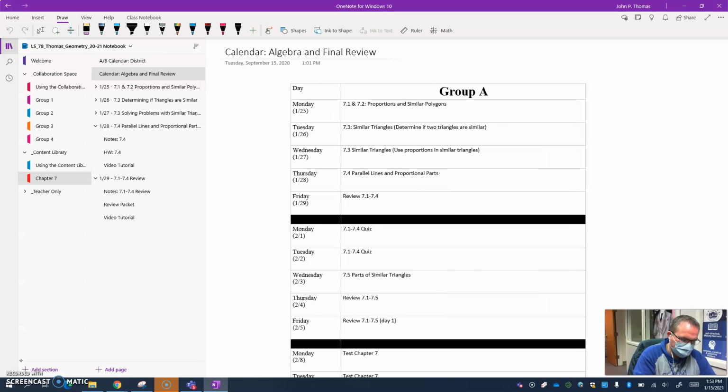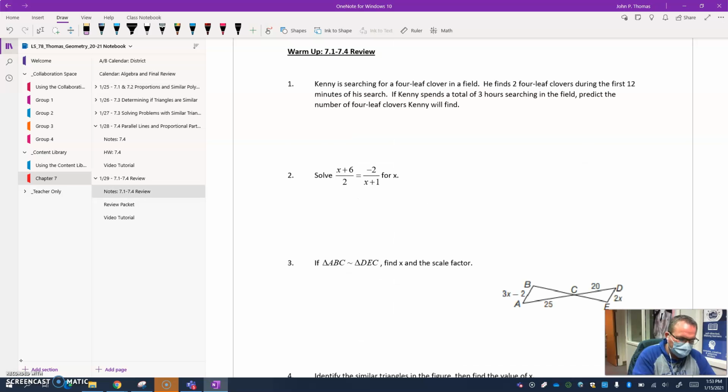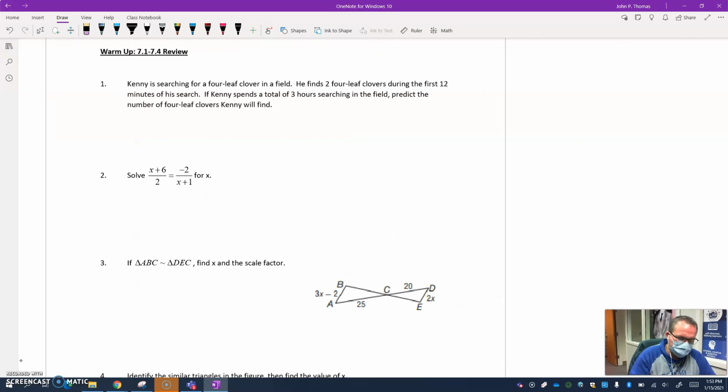if I jump back to that problem set, first thing we're going to do is the first one says Kenny is searching for 4-leaf clovers in a field. He finds 2 4-leaf clovers in the first 12 minutes. Alright, so we're going to say 2 clovers, I'll just call it a C, in the first 12 minutes. Alright, if Kenny spends a total of 3 hours searching.